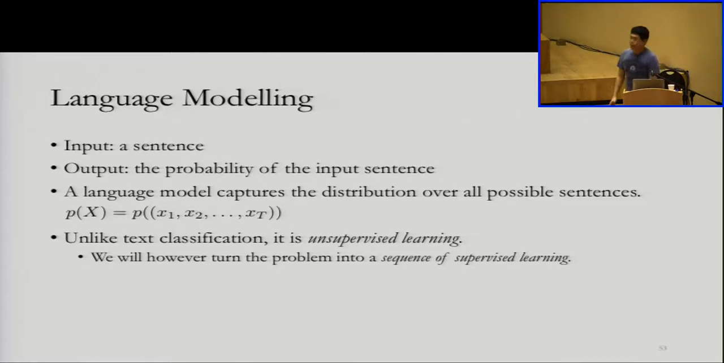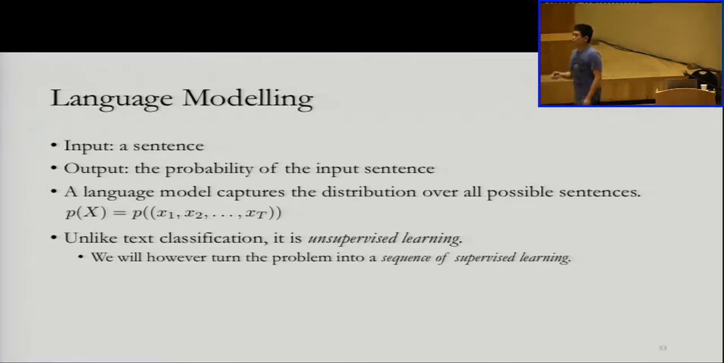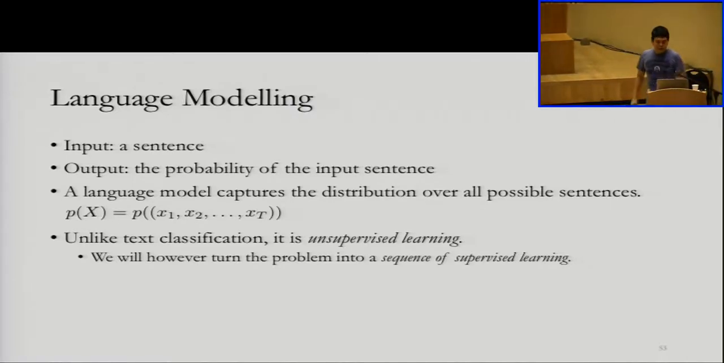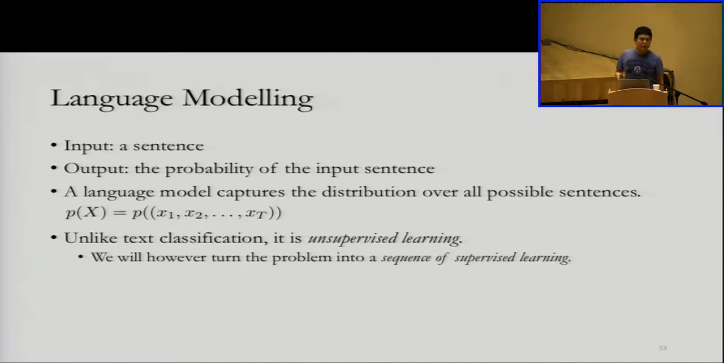In other words, we want to build a model that's going to capture this distribution over the entire set of all possible sequences. And unlike text classification, this is an unsupervised learning problem. That is, we do not have any kind of target annotated manually or otherwise. We don't have a target. All we have is just inputs. However, it turned out that the best way to solve this unsupervised learning problem is to turn it into a sequence of supervised learning problems.